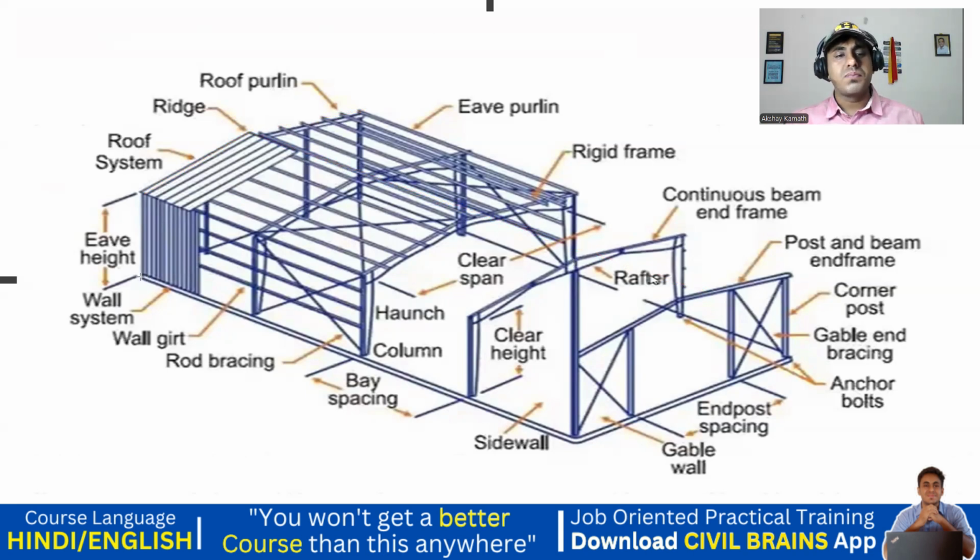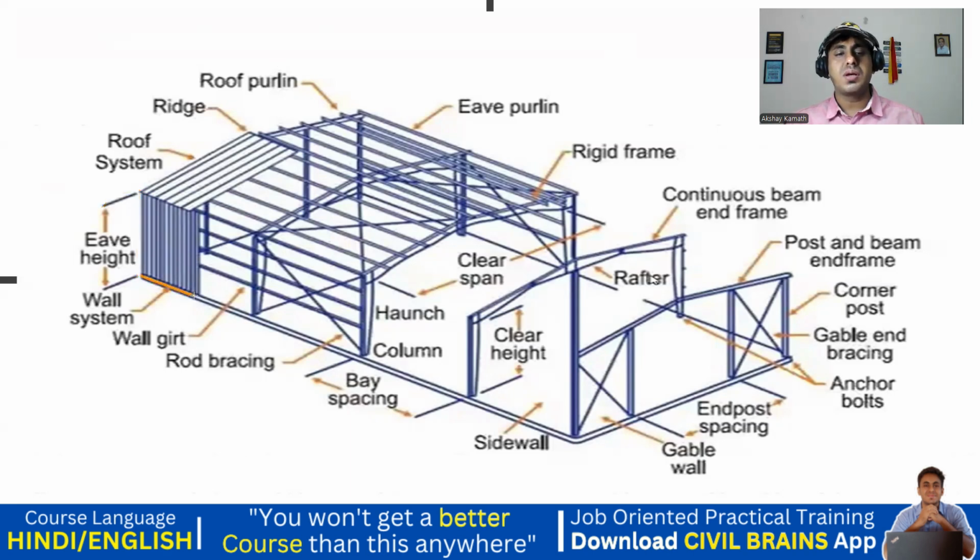Now come to this point. This height from your FFL level, this line to the top of this, we call an eaves height, or we can call it an eaves level. If somebody asks you what this level is, it is called the eaves level, or this height is called the eaves height. Next is the wall system.